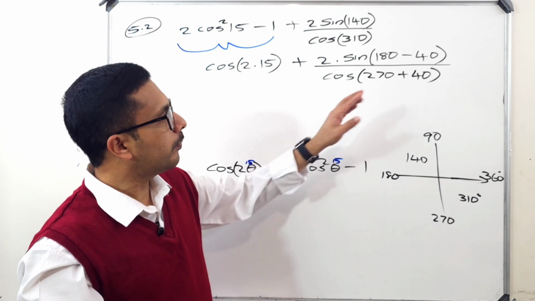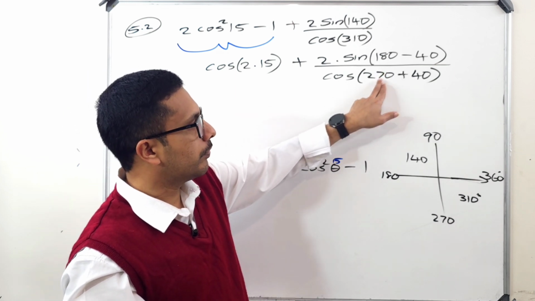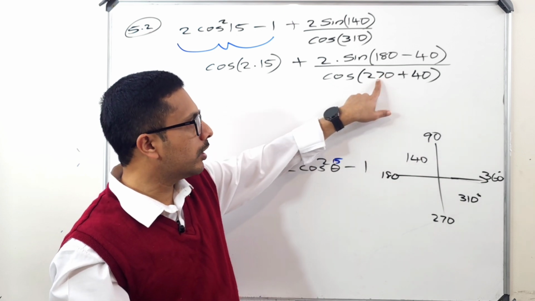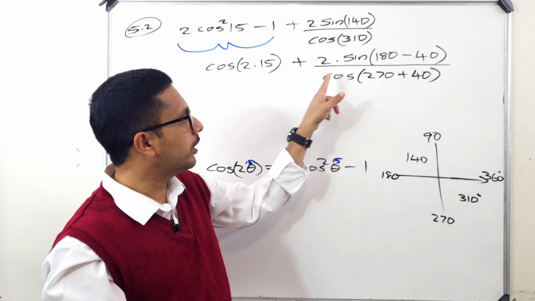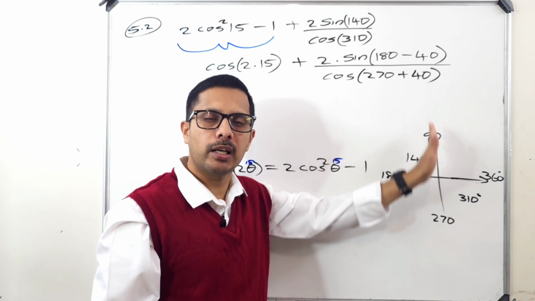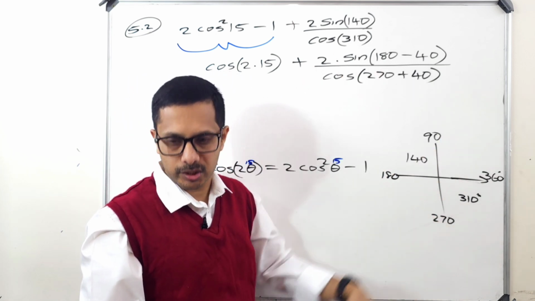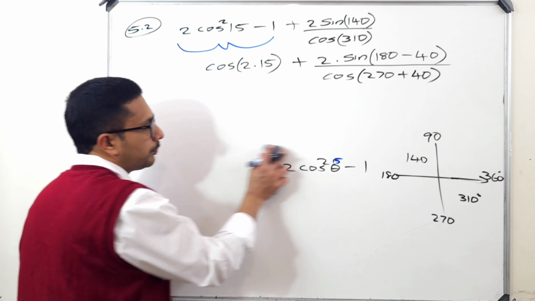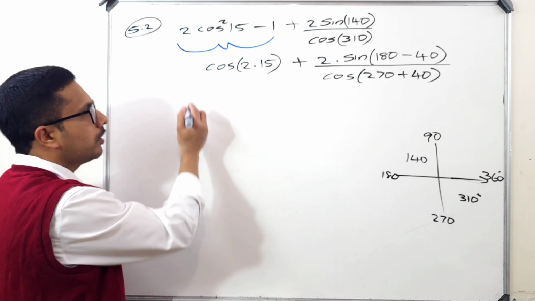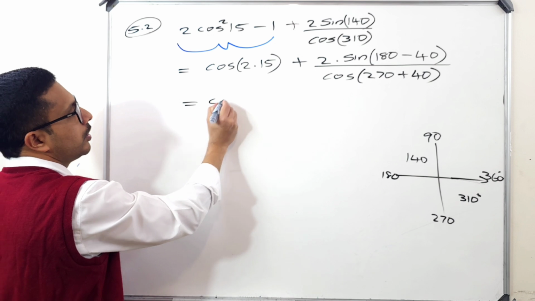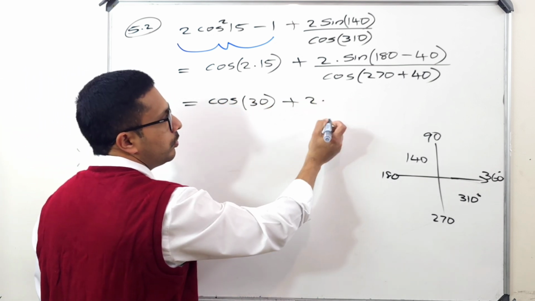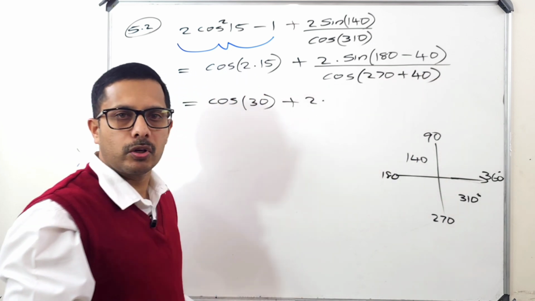Anyway, I wrote it like this, 270 plus 40, because I have an aim in my mind. If it is based on this 270, I can change this cos into what? Sine, because if it is based on the vertical line, I can change to its co-function. Am I right? Let me continue. What is 2 times 15? That is 30. So it is cos of 30 plus 2 into sine of 180 minus 40.